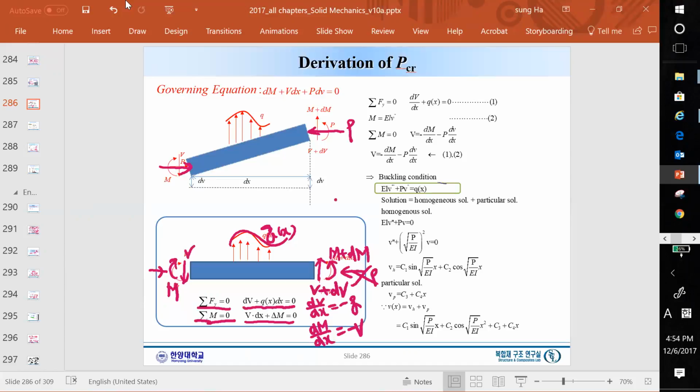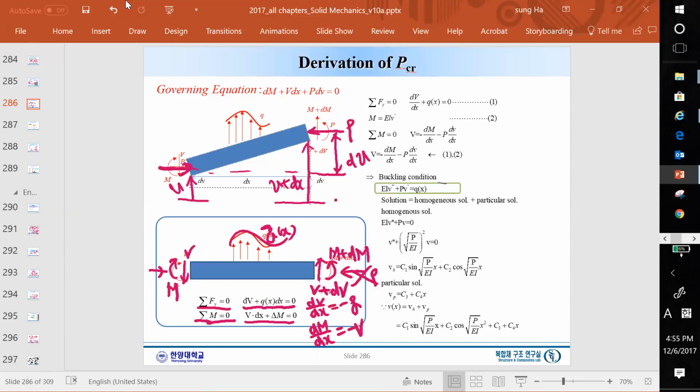Well, certainly there is a distance, and there is a P here, P here, and here is the deflection V, and here is V plus dV. So this is a distance. The difference is dV. V is a deflection.